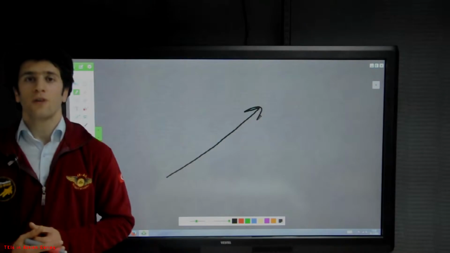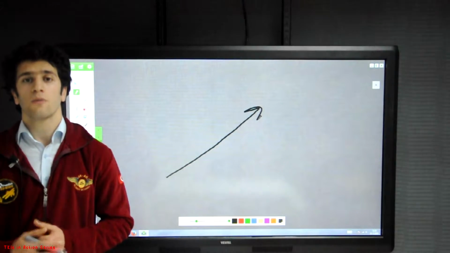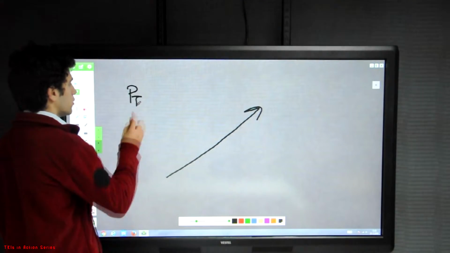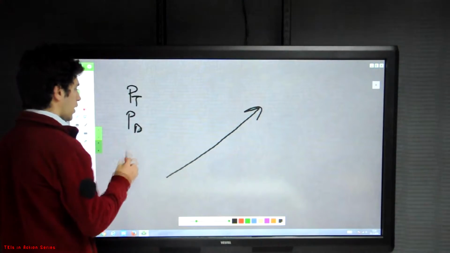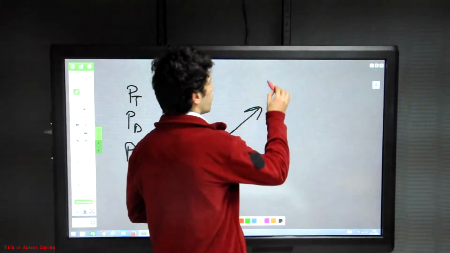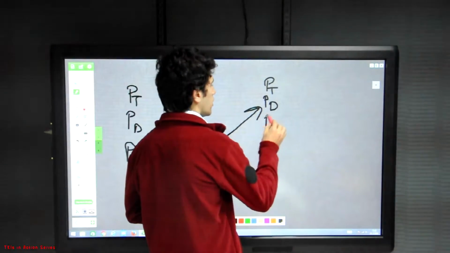Step 2. Write the pressures. We have 3 different pressure types that are used by our pressure instruments. First, total pressure, dynamic pressure, and static pressure. Write them all again for the next level. Total pressure, dynamic pressure, and static pressure.